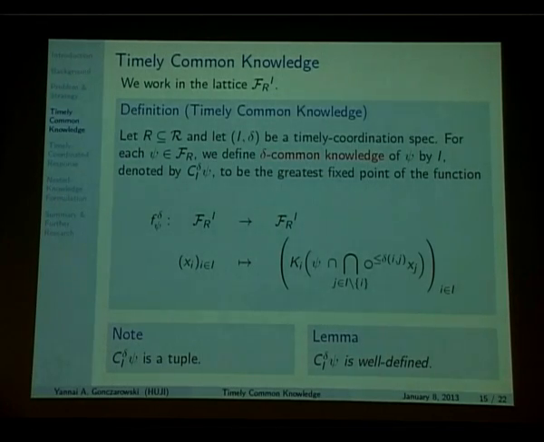Delta common knowledge of psi by I is the greatest fixed point of this function that we defined. Notice that even though we call it delta common knowledge, it's not an event, it's a tuple of events, one for each agent. They hold at different times. And therefore, when we say greatest fixed point, we mean in the product lattice of events to the third power for the example of the car wash, or events to the power of the set of agents.